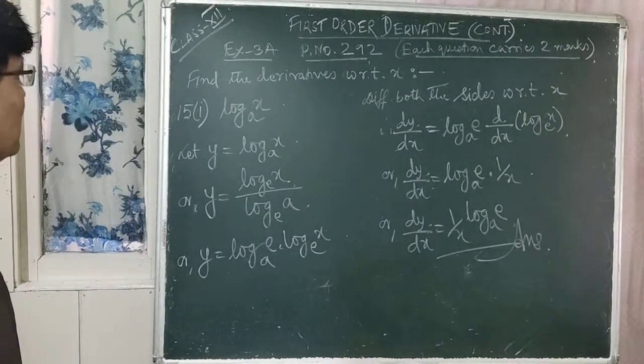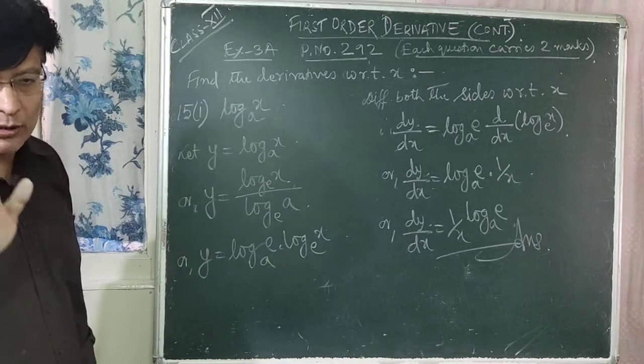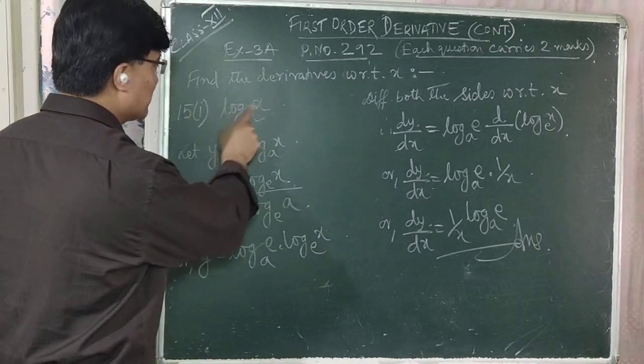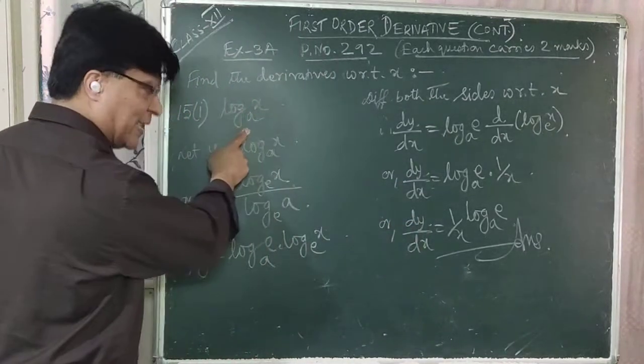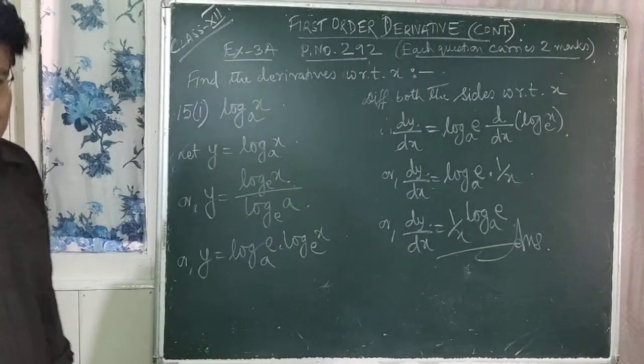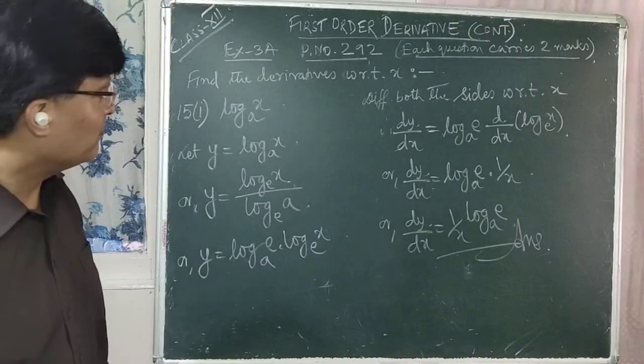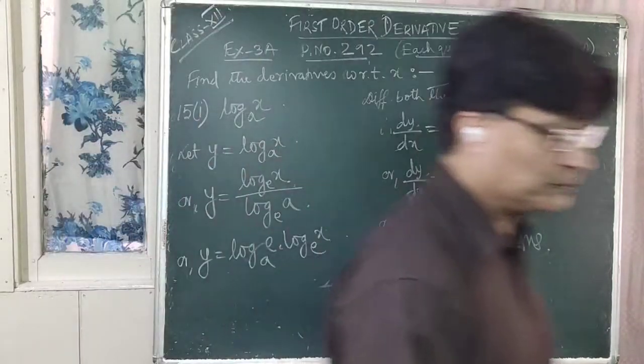Is that clear? So what is the differentiation of log x base a? It's not only 1 upon x, that is wrong. What is d by dx of log x base a? It is 1 upon x into log e base a. Is it clear now? You can copy it. This is very, very important. We'll do the next question now.